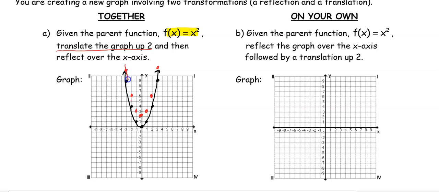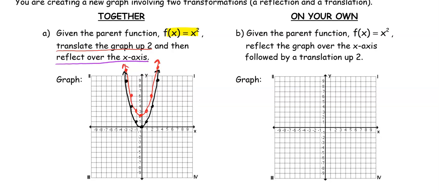And this is where my graph is after I have translated everything up 2. And then my second transformation is take that and reflect it over the x-axis. I'm not reflecting the original, I'm reflecting where I currently am.